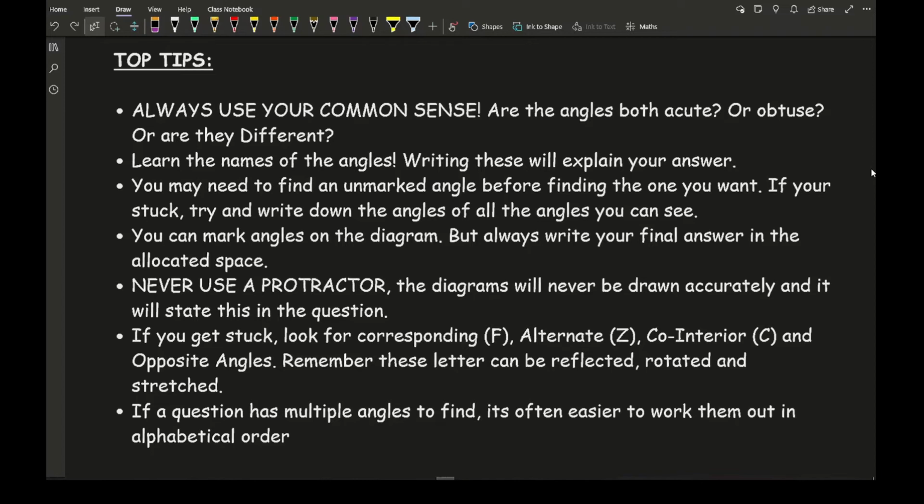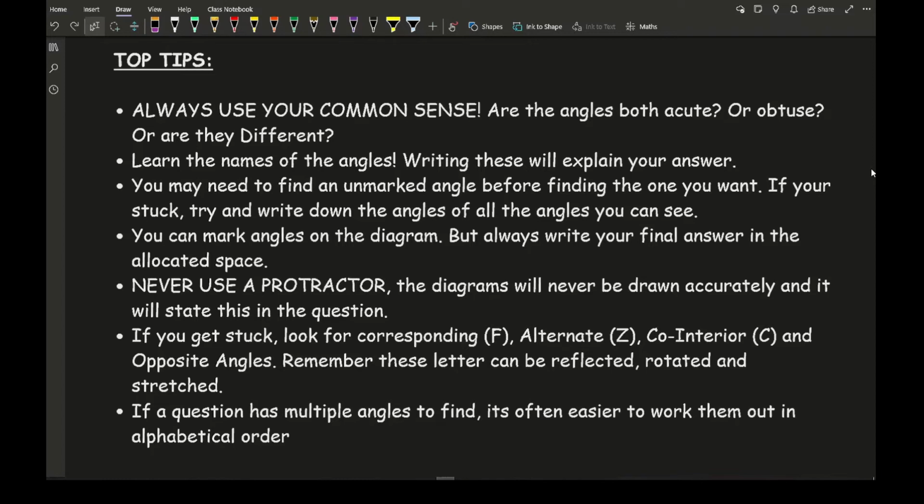Now this next one sounds very simple, but there are a lot of students who have done this: never use a protractor for these types of questions. Although the question asks you to find an angle, and a protractor allows you to do that, the diagrams will often not be drawn accurately, or it will say this in the question. It will say that it's not to scale or not drawn accurately. So therefore, it's implying that you need to use the rules that we've gone through. Again, if stuck, look for F angles, look for corresponding angles, look for alternate angles, look for co-interior angles, and look for opposite angles.